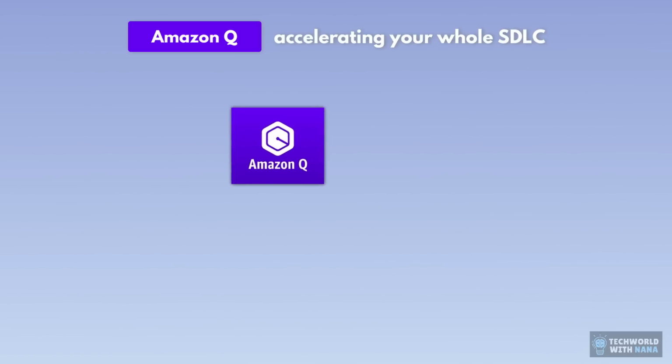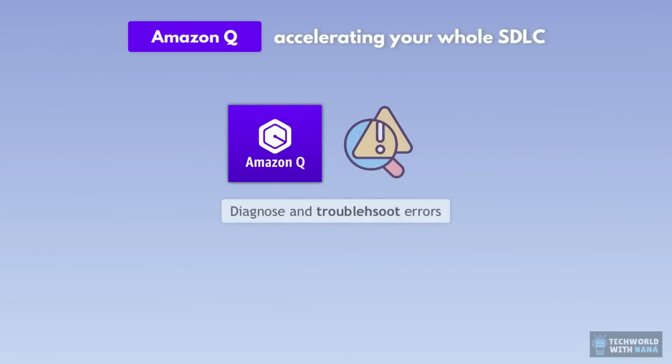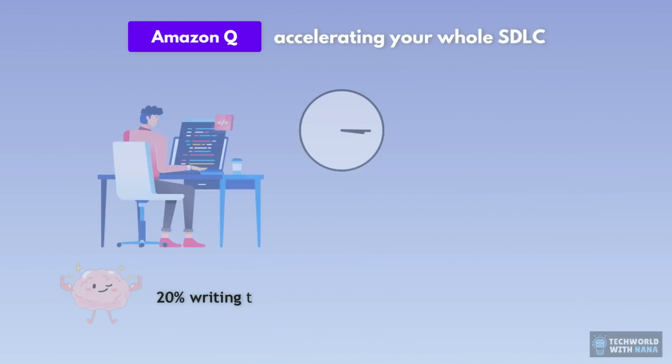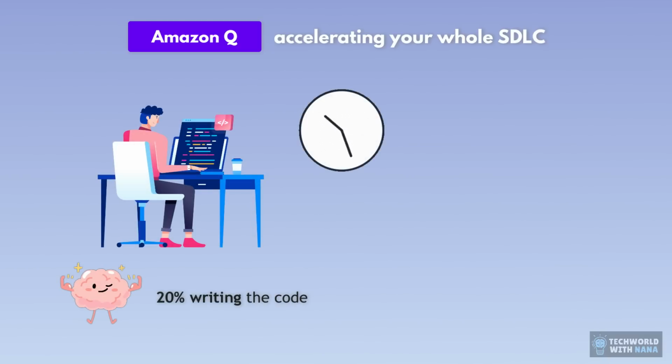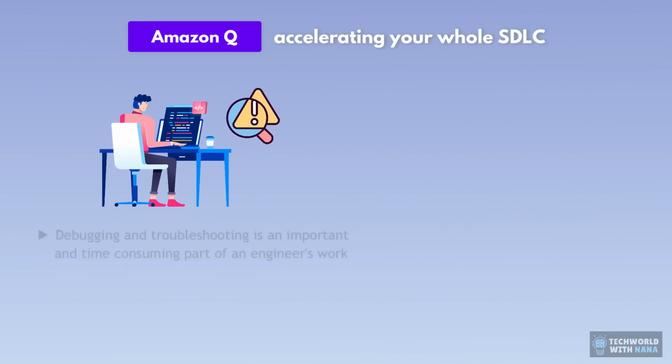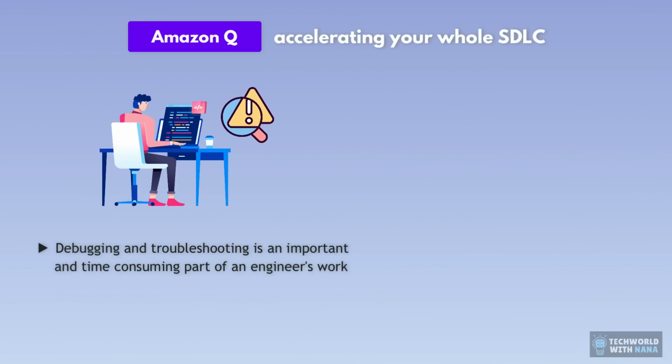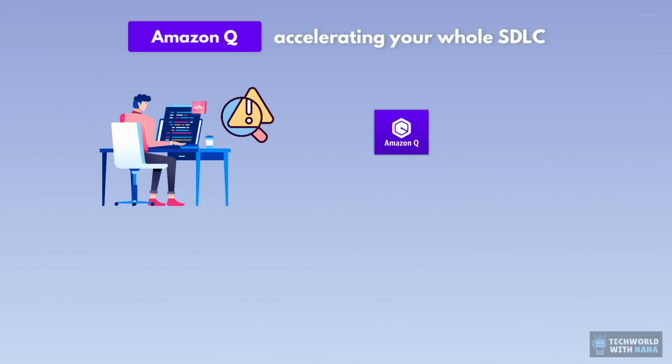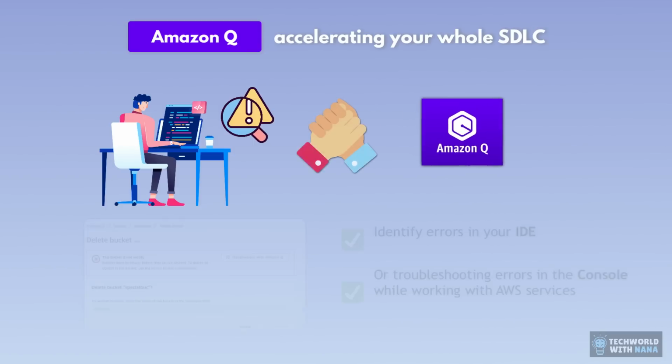And the last category of use cases that you can use Amazon Q for is troubleshooting and analysis. You're probably already used to it. You spend 20% of your time writing the code, writing the configuration, and probably 80% of the time troubleshooting the issues if something goes wrong. So troubleshooting is an important and very integral part of our job as engineers. So that's again something that AI code assistants like Amazon Q will help you with.